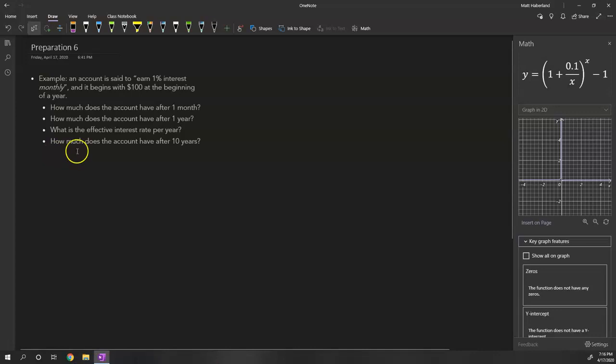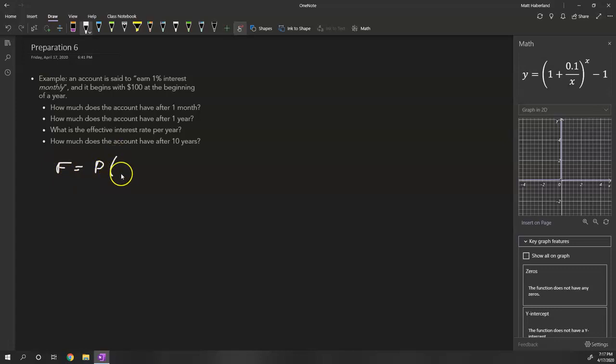How much does the account have after 1 month? Well, does it really matter whether we have an interest rate that's 1% per year and we wait 1 year, or if it earns 1% interest per month and we wait 1 month? It's the same thing. Ultimately, the formula is the same. The formula for the future amount is always the principal, the amount that you started with, times 1 plus the effective interest rate i, to the number of periods, n.